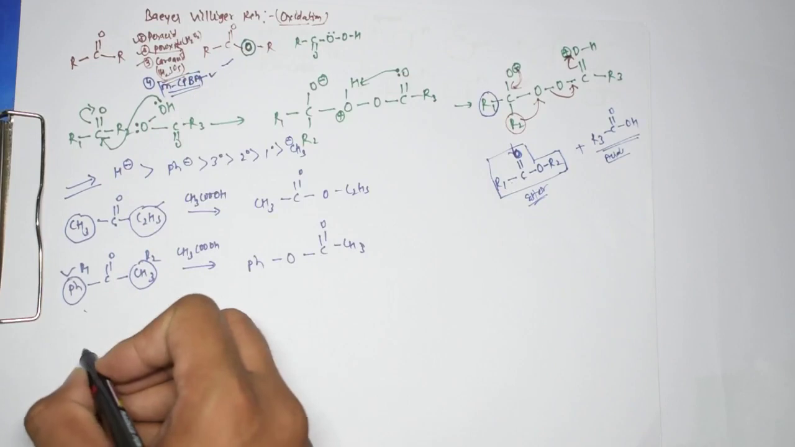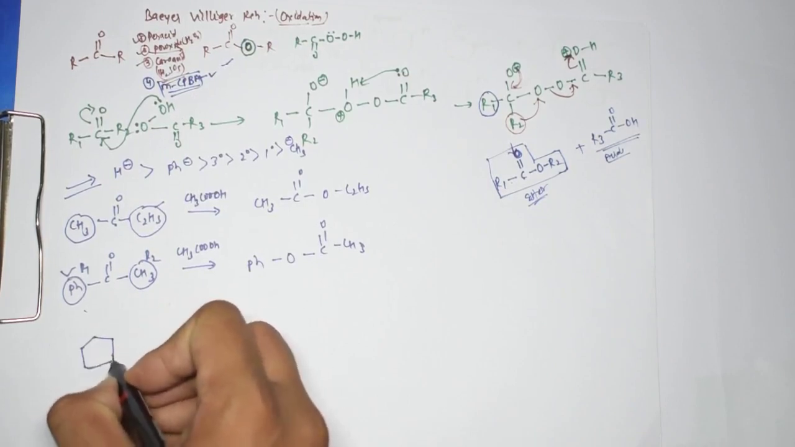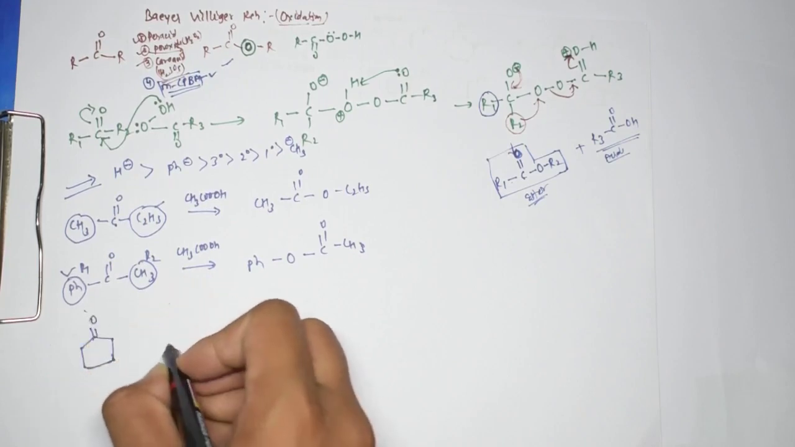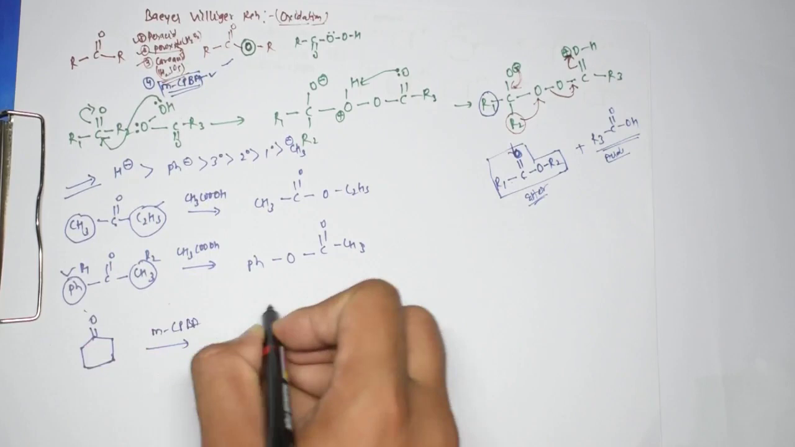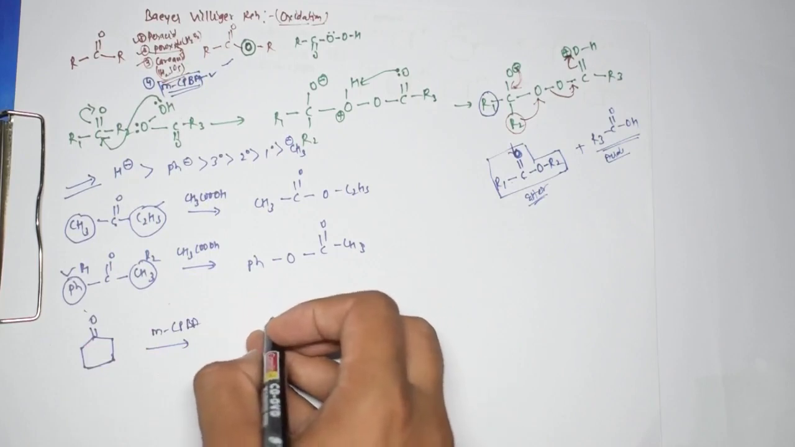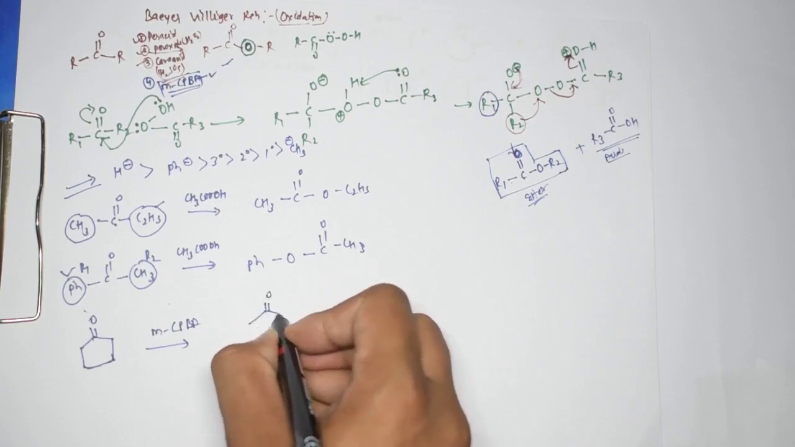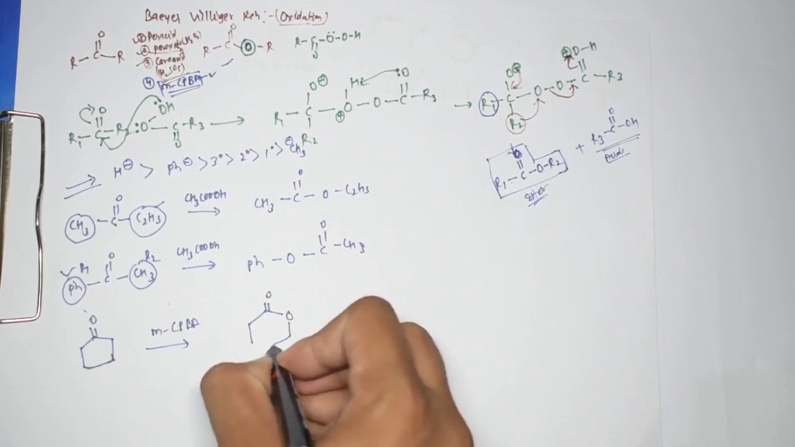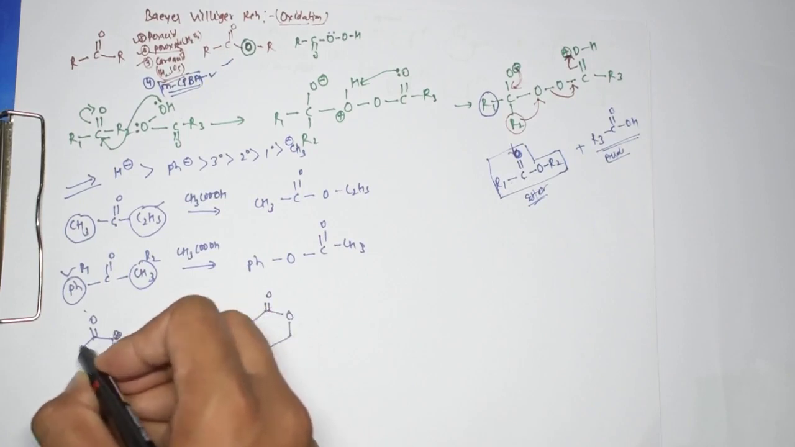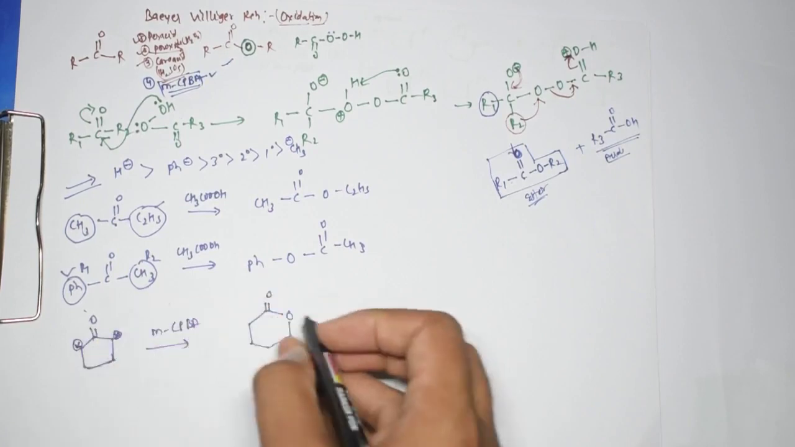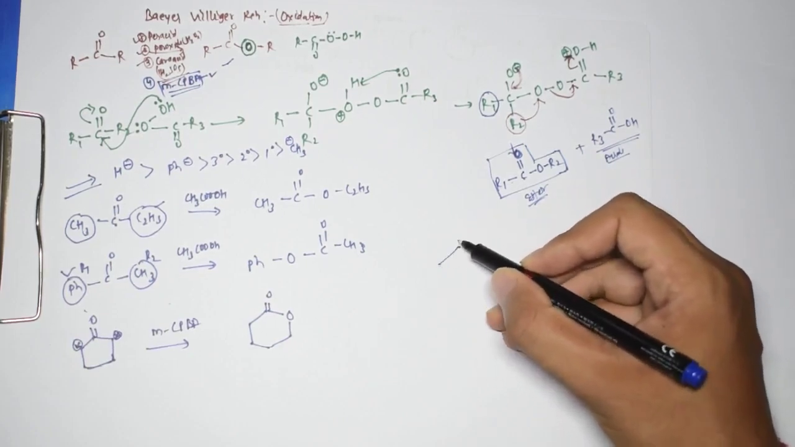If I use it over here, let us take one cyclic example. If we have this 5-membered ring and this ketonic compound, and I am using MCPBA, what will be the process? In this case we will have double bond O over here and one oxygen over here, and this will become a 6-membered ring. Because this is a 5-membered ring, either this one or this one can migrate. But if I place a methyl group on this, what will be the product?